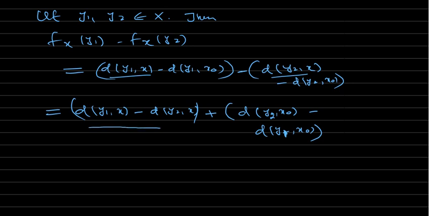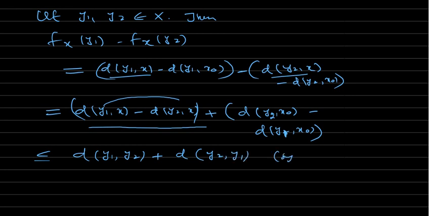So this, by triangle inequality, is less than or equal to dy1y2. x is the common point, and here it's actually a minus sign, so that's why it's less than or equal by triangle inequality, actually a consequence of the triangle inequality. And again here we can apply triangle inequality, this is less than or equal to dy2y1, which is the same as dy1y2. So that's equal to dy1y2 plus dy1y2, which is equal to twice dy1y2.